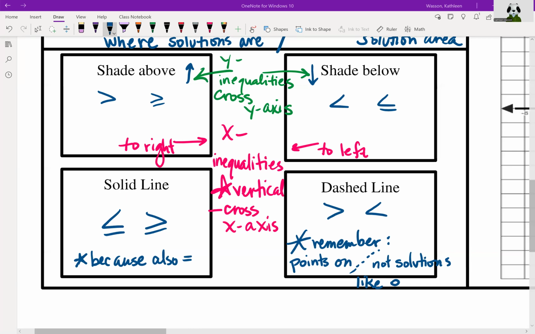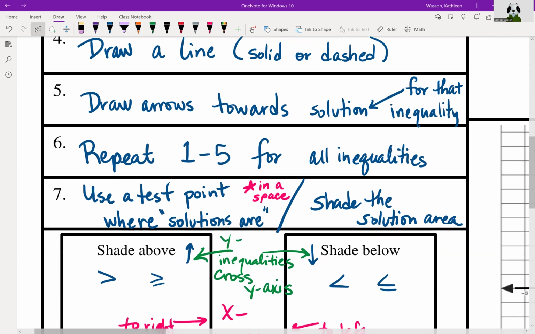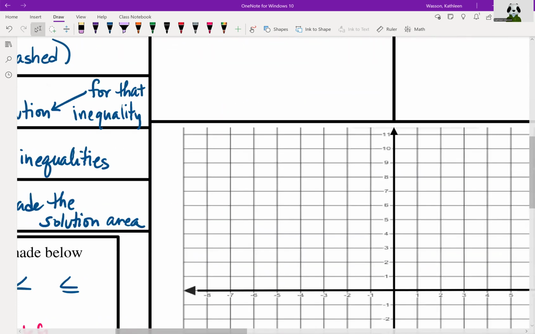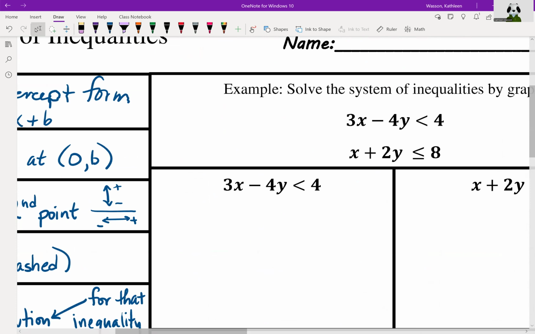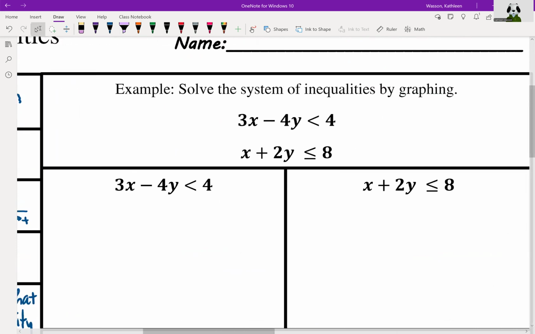There's one thing to remember about rearranging inequalities. We are graphing linear inequalities, but anytime you solve for y with an inequality, please remember that if you multiply or divide by a negative number, your symbol flips backwards. So make yourself a note.